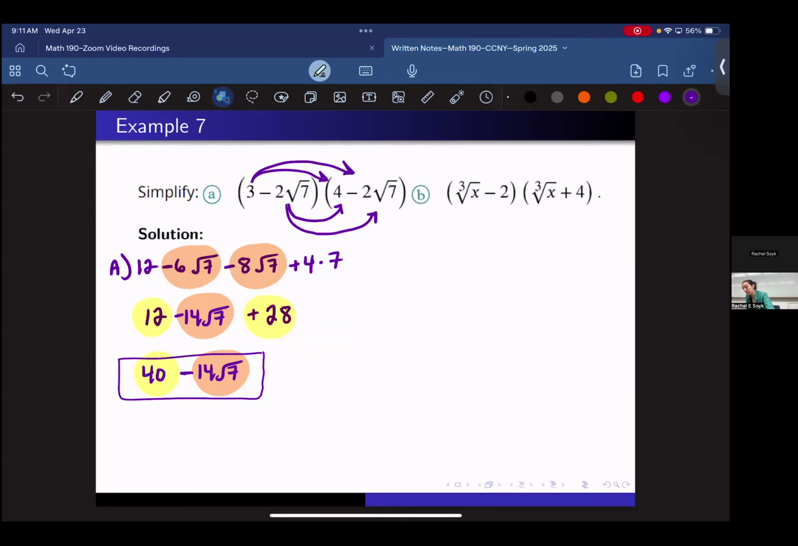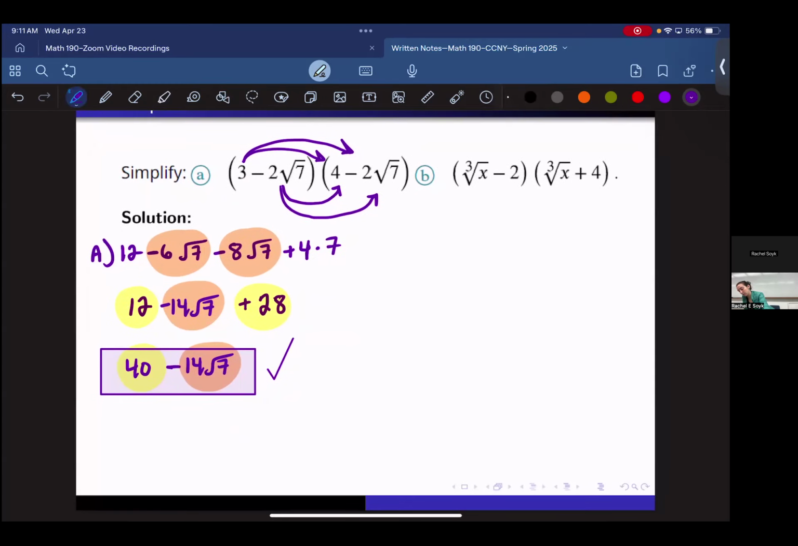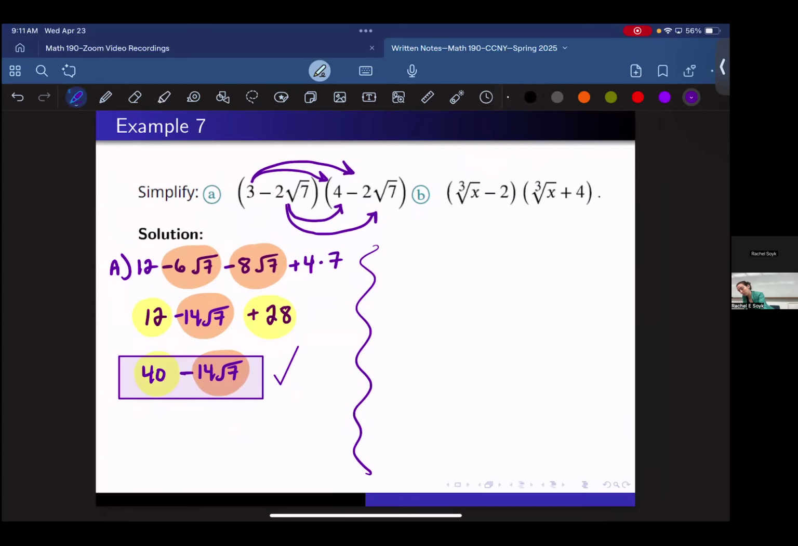Look at part B, where we're dealing with now some cube roots. Cube root of x times cube root of x gives you good old x. Cube root of x times 4 gives you 4 cube root of x. Negative 2 times cube root of x gives you a negative 2 cube root of x. And then negative 2 times 4 gives you a minus 8.